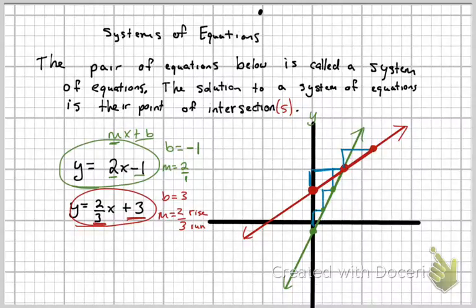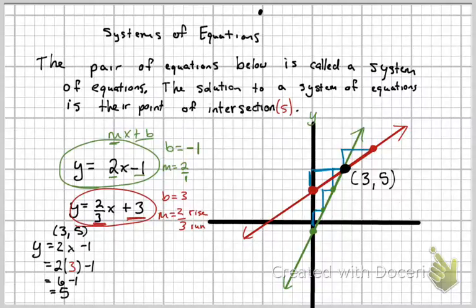Now, what this is telling us is this point right here, where the green line and the red line cross, at (3, 5), is the solution to this system. So what that's going to tell us is if we take either of these equations, so y is equal to 2x minus 1, and I use x is 3 and y is +5, we've got 2 times +3 minus 1. 2 times 3 would be 6, minus 1, which would be 5. So that would give us our y value.